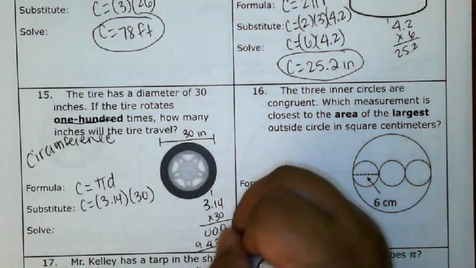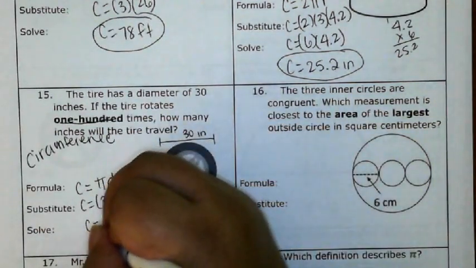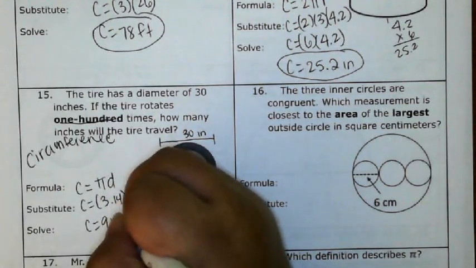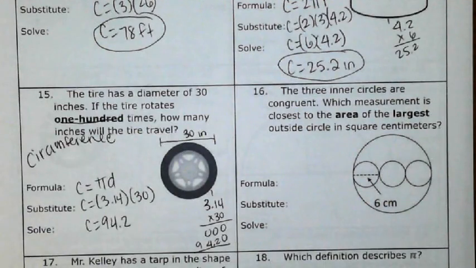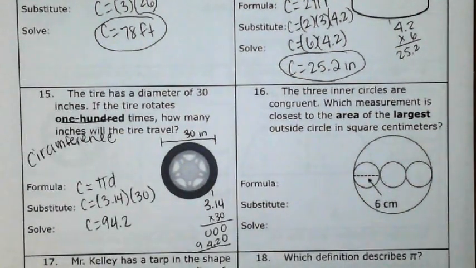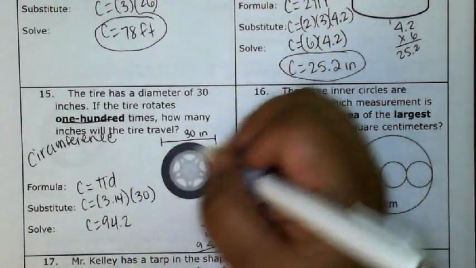I get 94.2. Let me just check that just to make sure. 30 times 3.14. Yes. Okay. And that is going to be inches. It's circumference, so I leave it as is without the squared. Okay, that would be my answer.